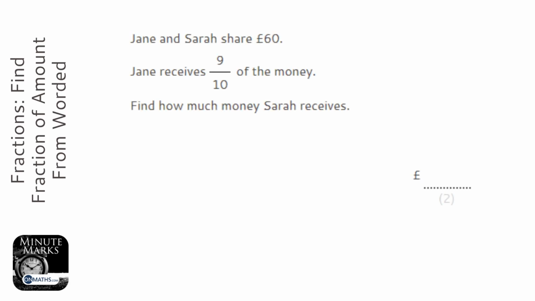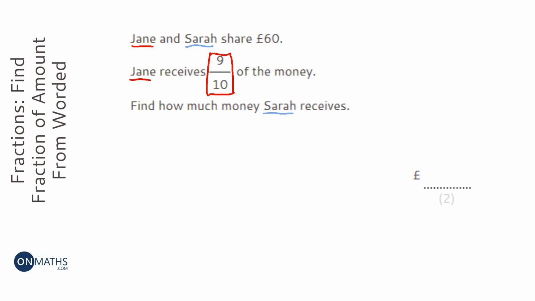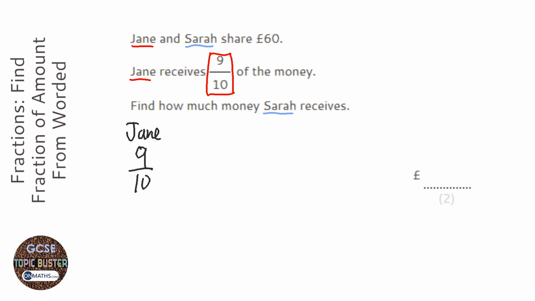Okay, in this question it says that Jane and Sarah share £60. Now, Jane receives this fraction here, but the question's asking about how much Sarah gets. Now, there's a few different ways of doing this question, but what I would do is try and work out what fraction Sarah receives. So if Jane receives 9 of the tenths, then Sarah only has 1 of the tenths left over. So Sarah will receive 1/10 of it.